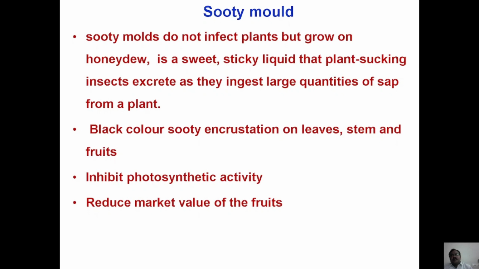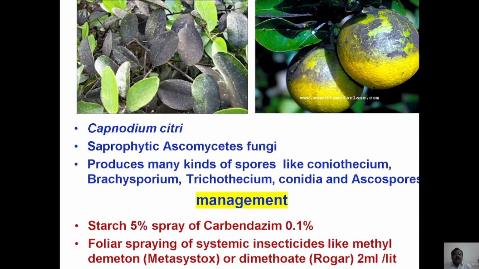Sooty mold, we have studied in many crops. These are blackish encrustations or fungal growth on the superficial surface of the leaves, as well as on the tender parts of the plants, which grow by utilizing the salivary secretions of insect pests, especially the sucking insects. This encrustation covers the leaf, reduces the photosynthetic activity, and is ultimately responsible for low productivity. Similarly, the formation of black powdery coating on the fruits reduces the market value. This is the typical fungal encrustation over the surface of the leaf and the surface of the fruits.